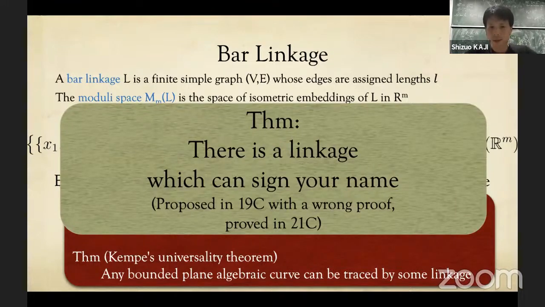This theorem was first proposed by Kempe in the 19th century, but it was found to be wrong and proved actually recently in the 21st century. An interesting historical remark is that Kempe is famous for the wrong proof of the four color theorem as well. So he is a very creative person. He found many interesting theorems, but his proofs were sometimes incorrect.